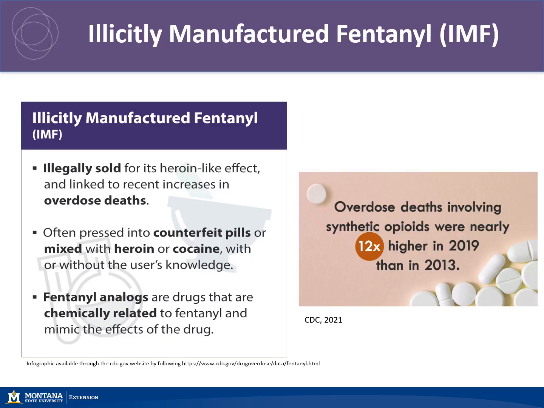Illegally made fentanyl is on the rise in the U.S. It is sold through unlawful drug markets for its heroin-like effect. It is often mixed with heroin and/or cocaine as a combination product, with or without the user's knowledge, to increase its euphoric effects. Reports from law enforcement indicate that much of the 10% increase seen between 2017 and 2018 in synthetic opioid overdose deaths may be due to illegally made fentanyl. Overdose deaths involving synthetic opioids were nearly 12 times higher in 2019 than they were in 2013.